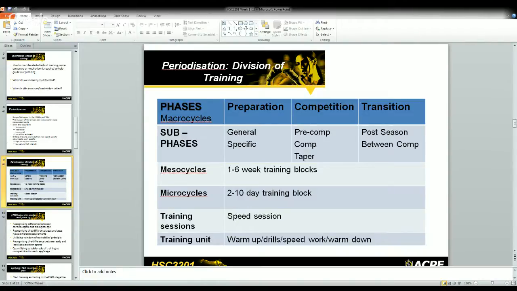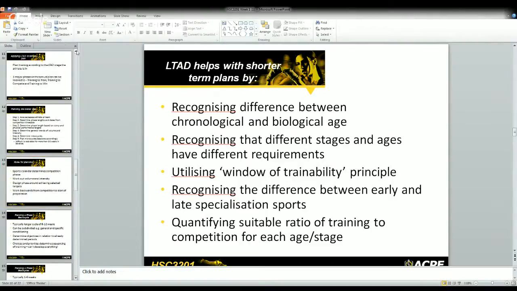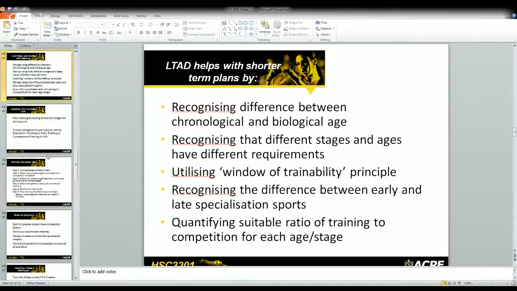And then you'll have the individual sessions. So a training session deals with what's occurring in the days, and then you look at what the individual purpose of each session is. Now, to give you an idea, LTAD helps with the shorter term plans. It gives you an understanding of what each athlete is capable of based on their chronological or biological age, and identifying the different stages. We covered that in LTAD or athletic development, so just revisit that or pay attention in our other lectures. It lets you know that at this stage of development, they're capable of doing this.